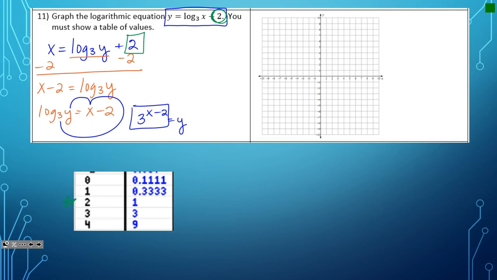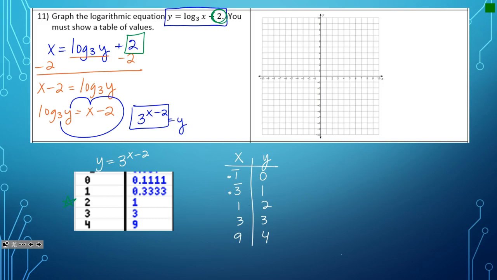So this table that I have printed here, this is the exponential function, y equals 3 to the x minus 2. But we want the logarithmic function. So what we're going to have to do now is basically take the same table and flip it. So our new x value is going to become 0.1 and then y value will be 0. So I'm just going to copy these values down. 1, 2, 3, 3, and 9, 4.